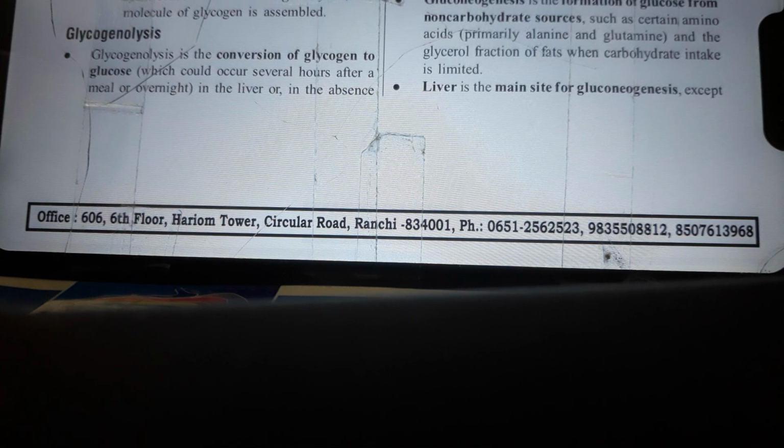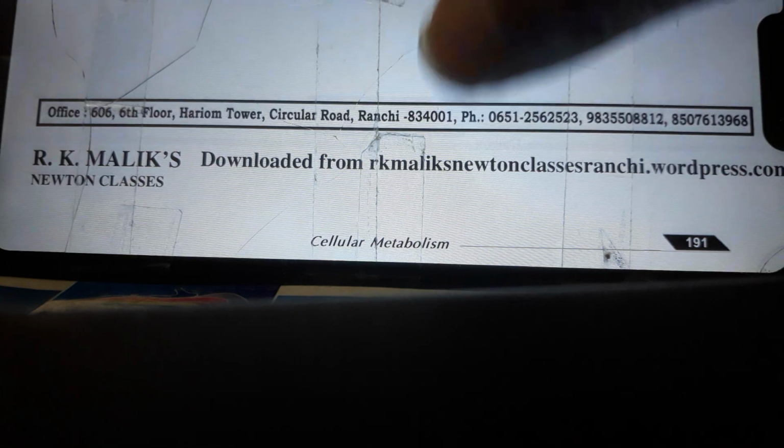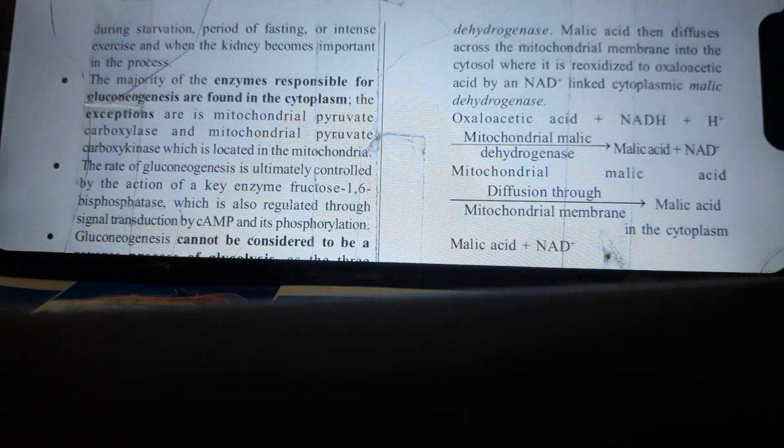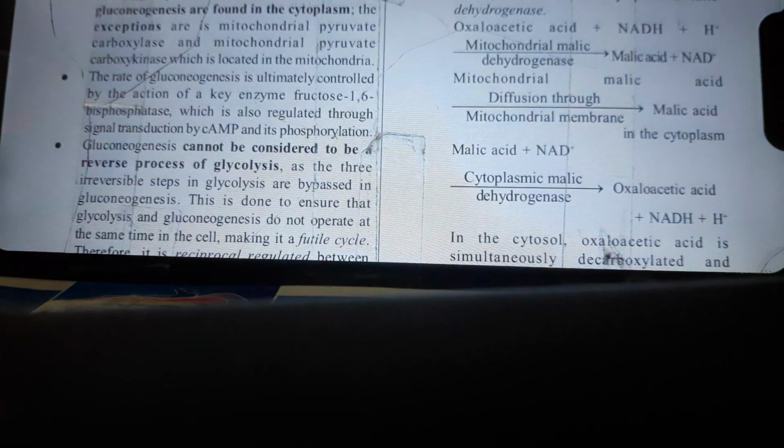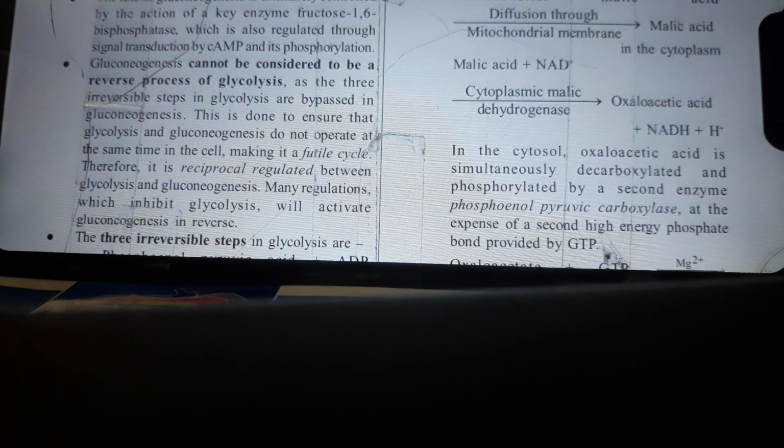Gluconeogenesis. This is the formation of glucose from non-carbohydrate sources such as certain amino acids, primarily alanine and glutamine, and the glycerol fraction of fats when carbohydrate intake is limited. The liver is the main site for gluconeogenesis, except during starvation, periods of fasting, or intense exercise, when the kidney becomes important in the process. The majority of enzymes responsible for gluconeogenesis are found in the cytoplasm. The exceptions are pyruvate carboxylase and phosphoenolpyruvate carboxykinase, which are located in the mitochondria. The rate of gluconeogenesis is ultimately controlled by the action of a key enzyme, fructose 1,6-bisphosphatase, which is also regulated through cAMP and its phosphorylation.